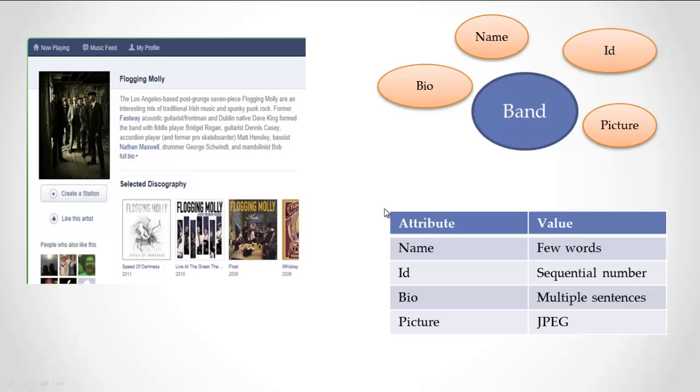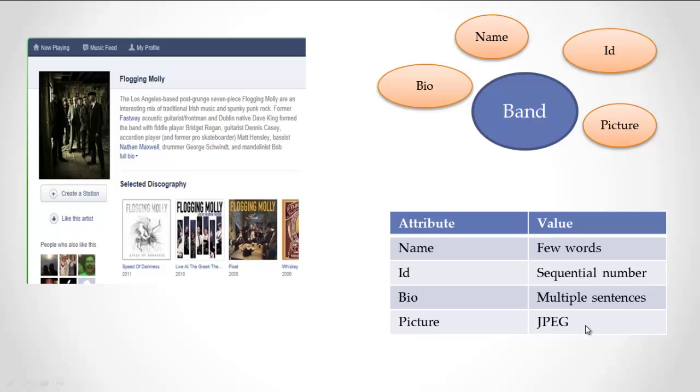And then again, I can look at the attributes of the band and decide what has to be true about them. The name is going to be a few words. The ID, again, I'm going to assume is a sequential number. The bio is multiple sentences. And I'm going to assume that the picture is a JPEG.